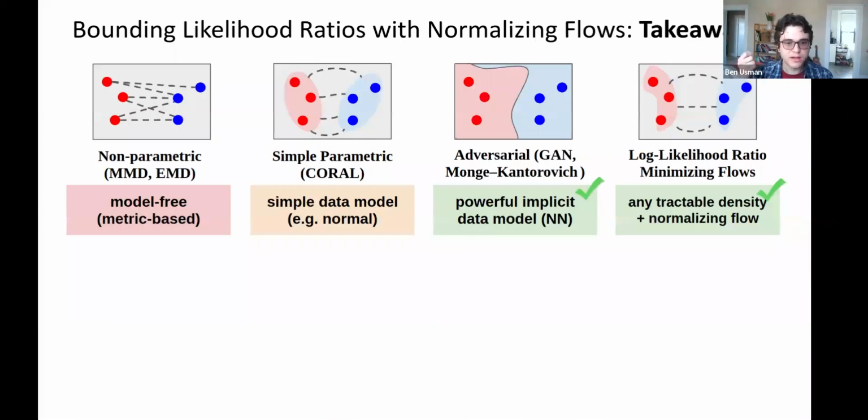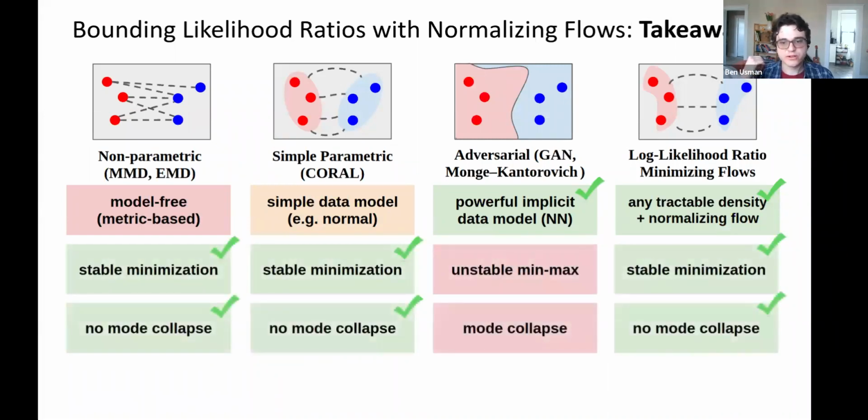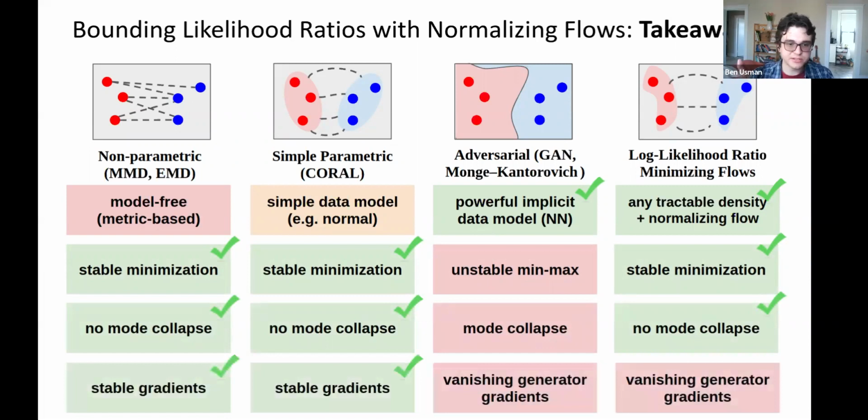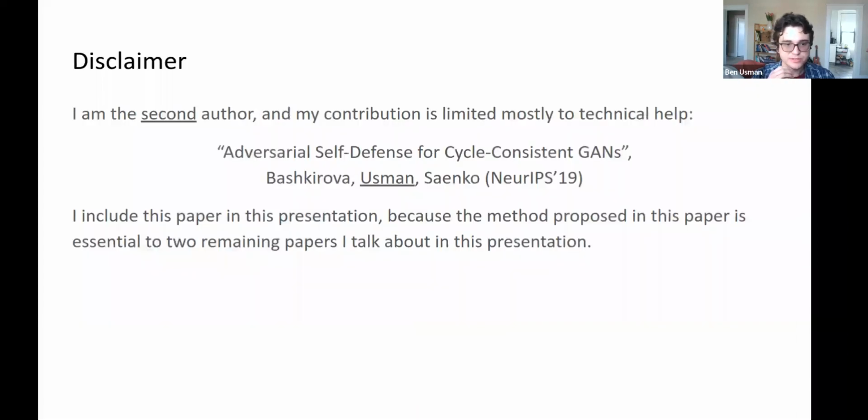So to sum up, we can update the table that we had before. Now we have an objective that aligns distributions using any tractable density models. It yields stable iterations and does not suffer from mode collapse, but it still suffers from vanishing generator gradients, just like GANs. So probably there needs to be more work done in order to get to our ultimate goal of stably aligning distributions using a single objective. Which leads me to the next paper that I wanted to discuss.